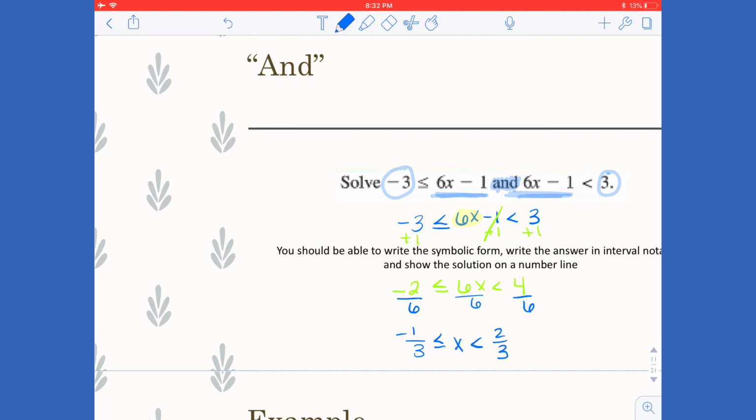And when you write your final solution, you want to ask yourself, does this make sense? Can I find a number that is both bigger than negative 1/3 and at the same time smaller than 2/3? And if you can, then you can keep it written as one inequality. And I can put this on a number line and mark my negative 1/3 and my positive 2/3. I can create my circle. So I'm going to have a closed circle on negative 1/3, an open circle on 2/3, and I'm going to shade in between.